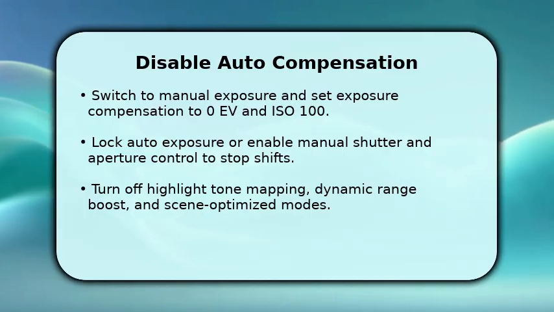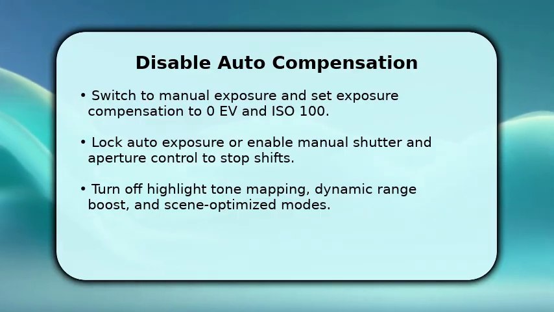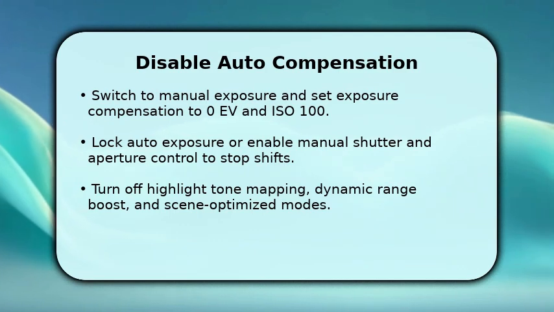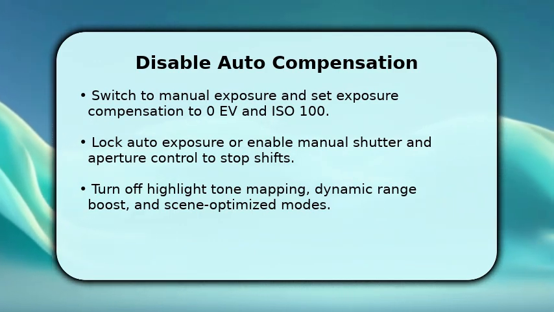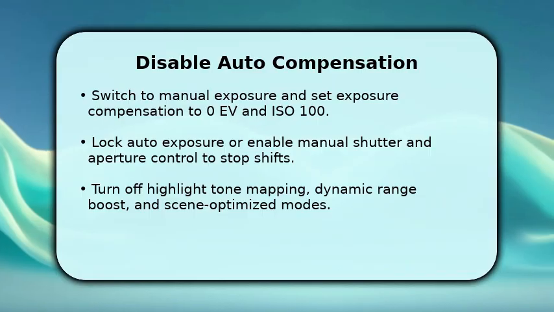Turn off highlight tone mapping, dynamic range boost, and scene-optimized modes in the camera menu. Disable any post-processing exposure smoothing or HDR that adjusts brightness automatically. Save these settings to a custom.